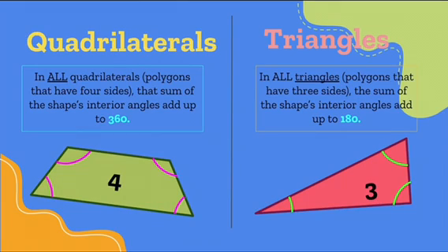So here are 2 major classifications of polygons. First, quadrilaterals. So all quadrilaterals have 4 sides, meaning that something like a square or a trapezoid go into this category. A characteristic is that all these shapes' interior angles, which is the pink, add up to 360. In triangles, they all add up to 180.